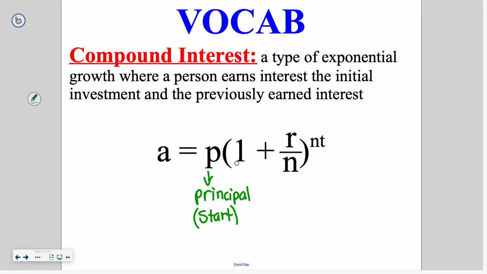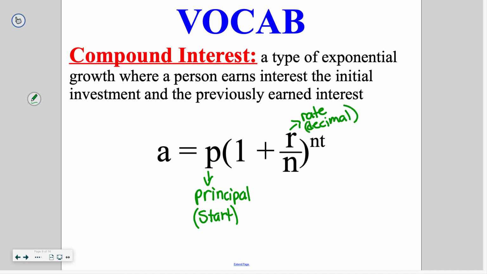And then we have parentheses 1 plus. When you're paying interest, this is an increase of your money, so this is always going to be an exponential growth. It's a type of exponential growth function. This R still stands for the rate and still needs to be in a decimal format.